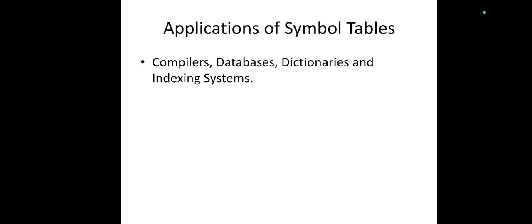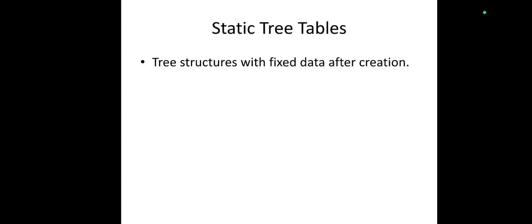Functions of symbol table: it stores identifier information, supports fast searching, detects duplicate declarations, and assists in compilation. Applications of symbol table: compilers, databases, dictionaries and indexing systems. Basic operations on symbol table: insert, delete, searching and updating.